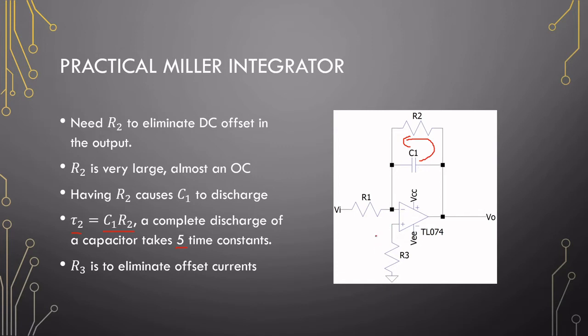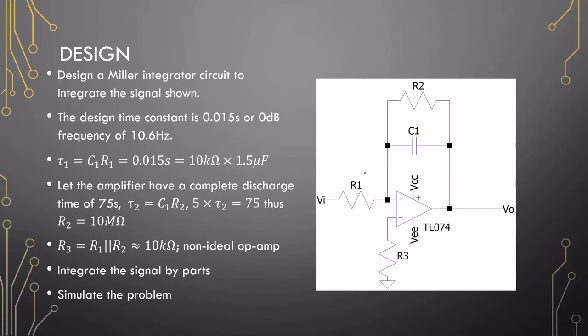We also need to add this resistor here to compensate for the offset currents, and resistor 3 is the size of R1 and R2 in parallel with one another. So if we need to do a design, let's say we need to design for a time constant of 0.15 seconds or a 0 dB of 10.6 hertz, we can just go ahead and choose a capacitor and a resistor. So we chose 10K and 1.5 microfarads. The capacitor will always be extremely large in this circuit.